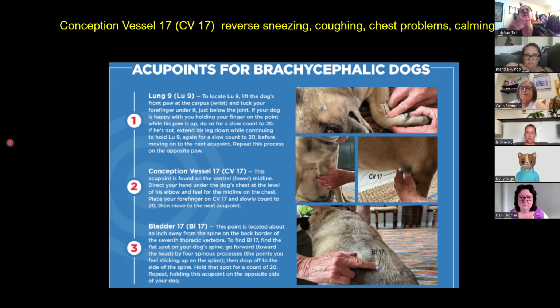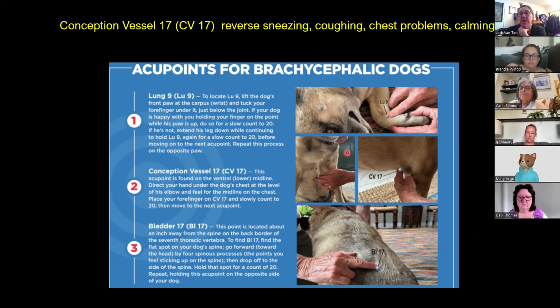So what I tell clients is to gently stroke the neck from the chin down and stop at conception vessel 17. The way I find conception vessel 17 is I run my hand from the manubrium, the top of the breastbone in the front of the body, and run it down until I end up between the front legs. There's usually a pretty significant, palpable depression there. And that's where conception vessel 17 is.